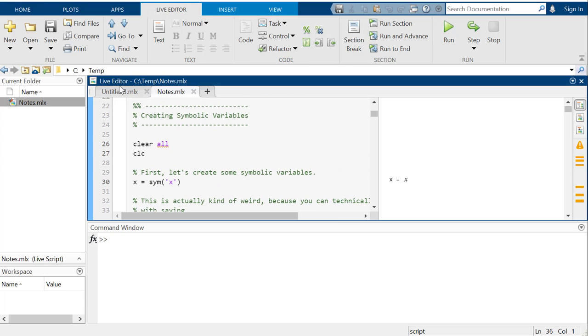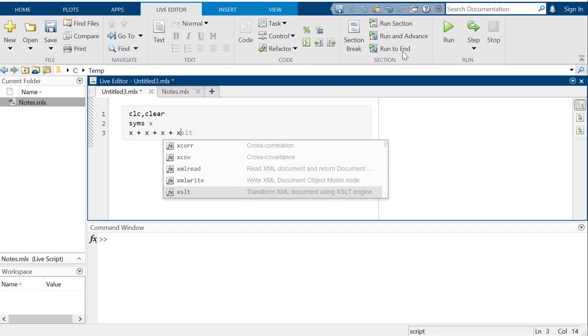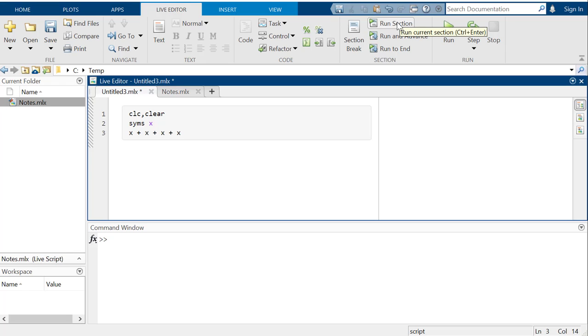So let's just say I want to start like you saw me do a second ago, with syms x, and I'm going to use clc and clear, of course, because that's just how I like to start. So I'm going to declare that x is going to be symbolic. And then that means I can say x plus x plus x plus x or whatever. Whenever I run this, I'm going to be running sections. That's just Control Enter, or just run section. And it's going to say 4x.